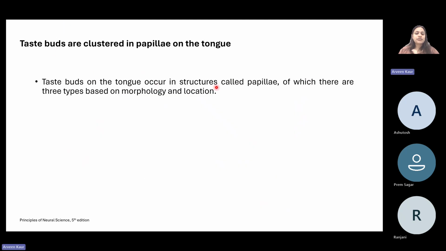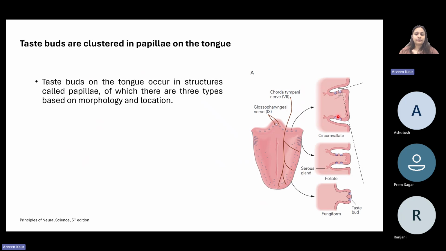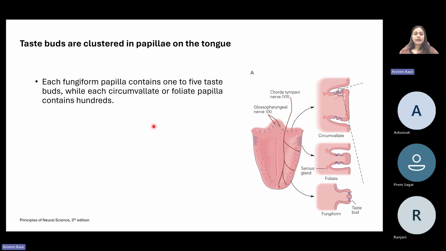Taste buds on the tongue occur in structures called papillae, of which there are three types based on morphology and location. So these papillae might be circumvallate, foliate, or fungiform.